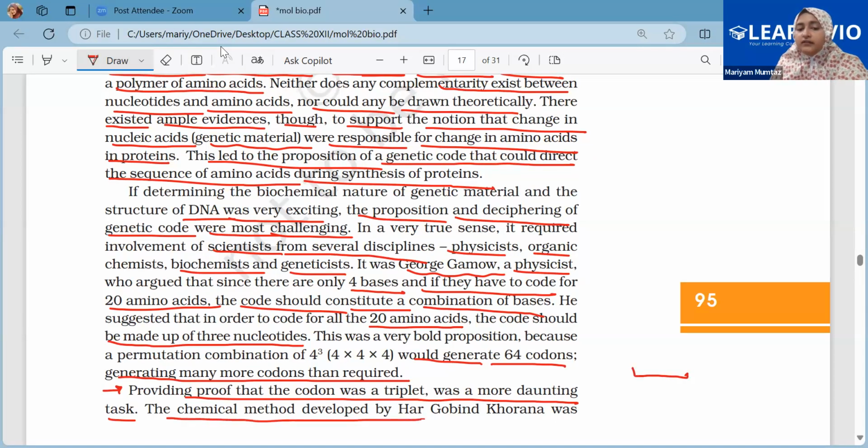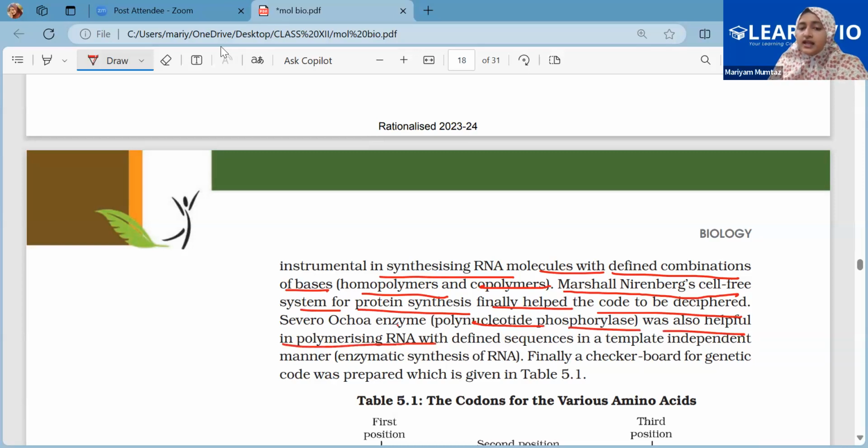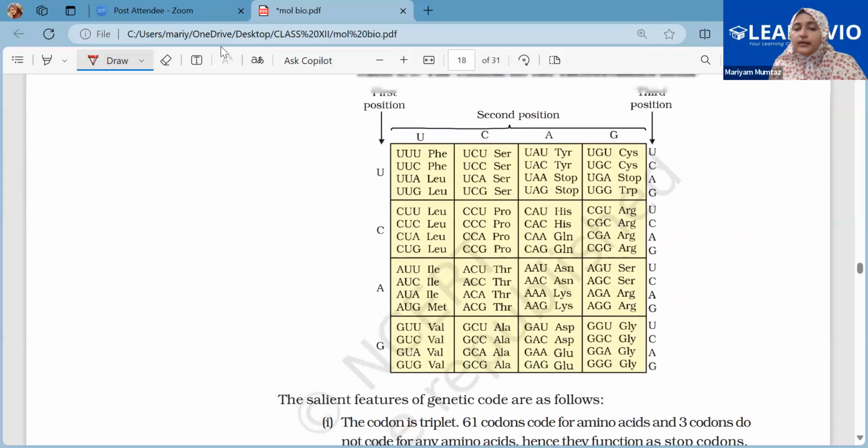The chemical method developed by Har Gobind Khorana was instrumental in synthesizing RNA molecules with defined combinations of bases, that is homopolymers and copolymers. Then Marshall Nirenberg's cell-free system for protein synthesis finally helped the code to be deciphered. Severo Ochoa's enzyme, polynucleotide phosphorylase, was also helpful in polymerizing RNA with defined sequences in a template-independent manner. Enzymatic synthesis of RNA. Finally, a checkerboard for genetic code was prepared. This is the checkerboard for genetic code.